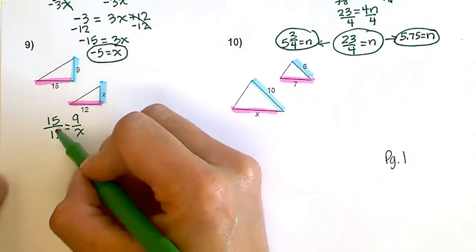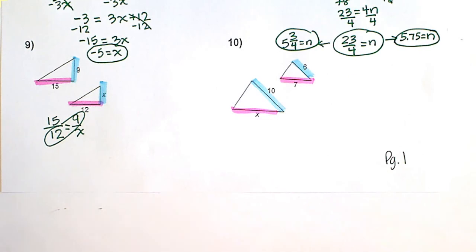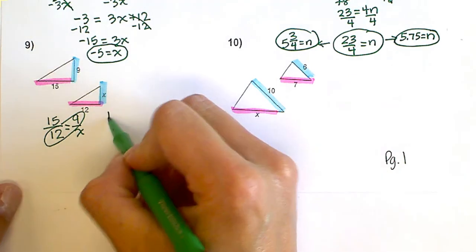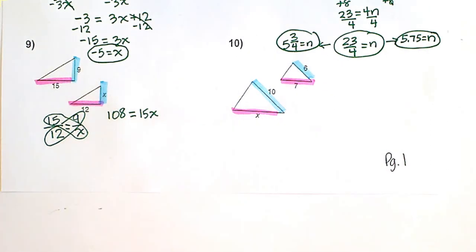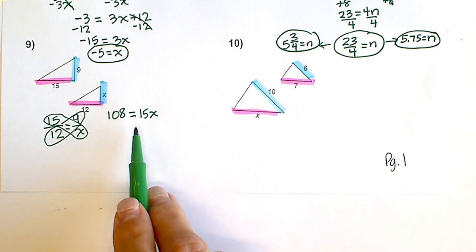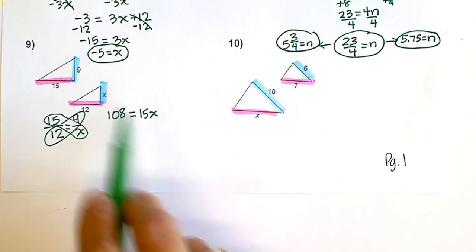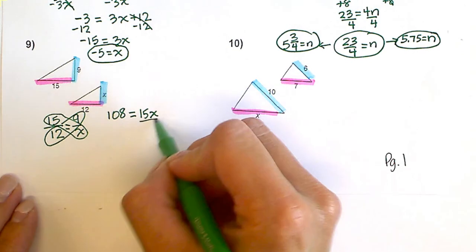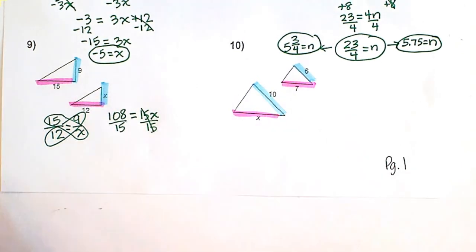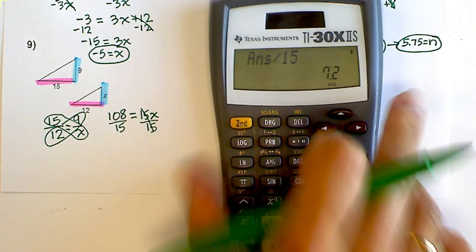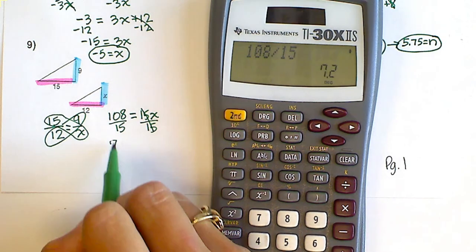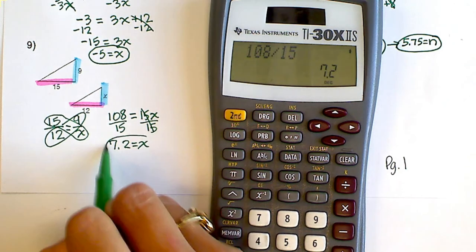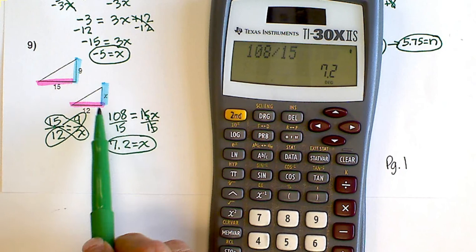So now I can use the cross products. 12 times 9 is 108 equals the cross product of 15 times x. So this proportion is going to help me create our cross products, which is an equation I'm going to solve to find x. So now we're going to divide by 15, and 108 divided by 15 is 7.2. So here I had 108 divided by 15, and we get 7.2 equals x. So this side of the small triangle is 7.2.